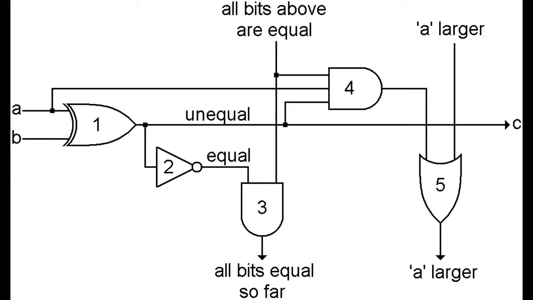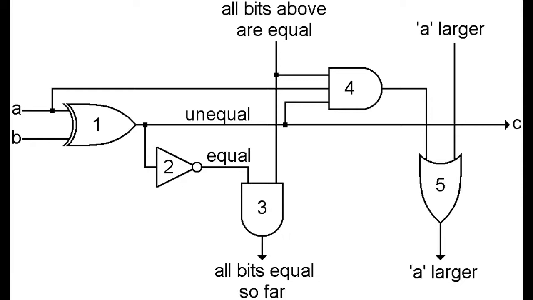Okay, now we're going to be looking at the comparator circuit using this diagram from the book on page 83. So the comparator circuit has 2 inputs, bit A and bit B, and it has 2 outputs. Both outputs represent attributes of the relationship between A and B. So the first output will tell us if A and B are equal. The second output will tell us if A is larger than B.